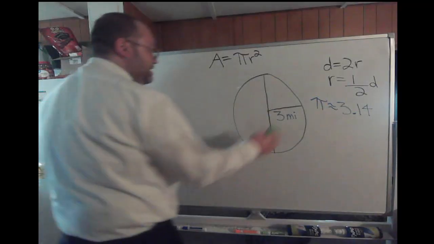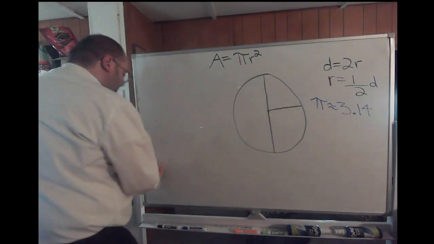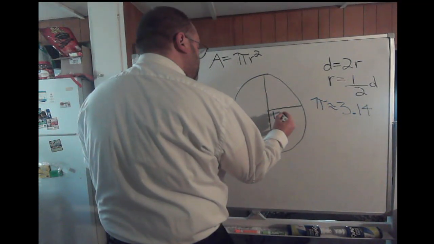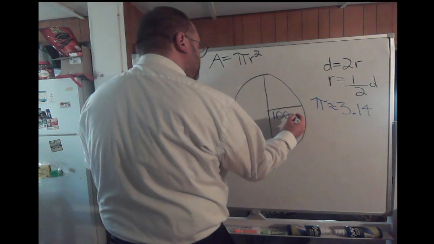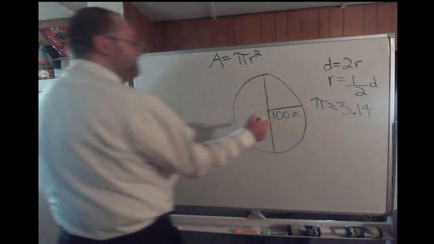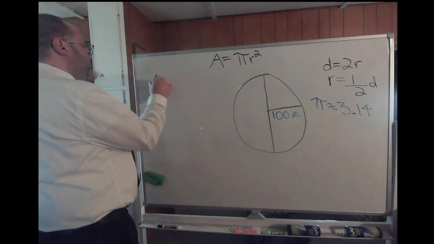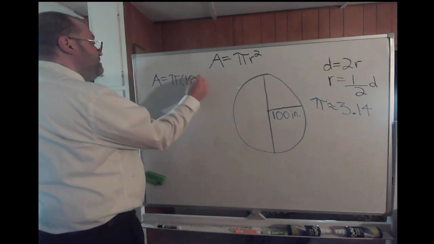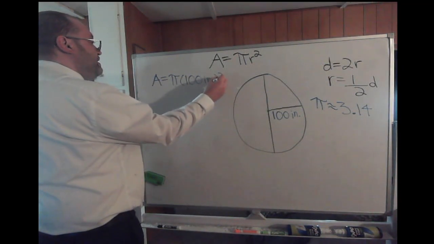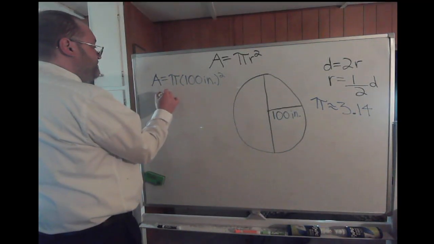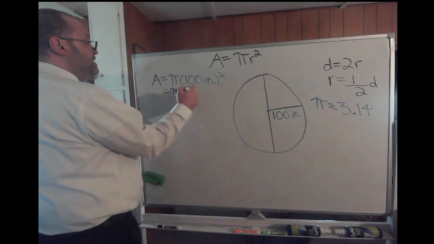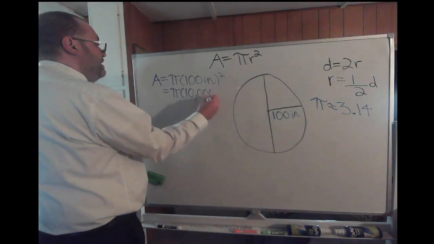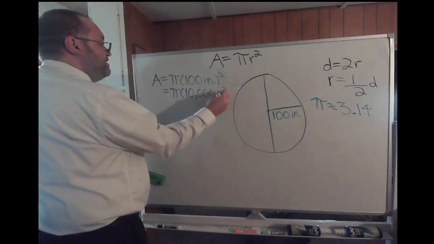Alright, let's do one more the regular way, then we'll do diameter instead. So let's say the radius of this circle is going to be 100 inches. So the radius of the circle is 100 inches. To get the area, you'll do pi times that radius of 100 inches to the second power. Order of operations dictates we do the exponents first, so you'd still have pi outside the parentheses. 100 to the second power is going to be 10,000. Inches to the second power is going to be square inches.